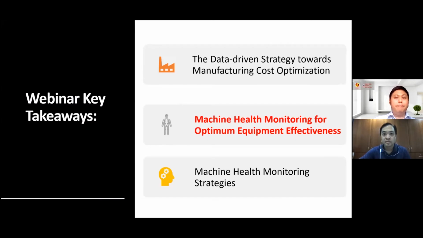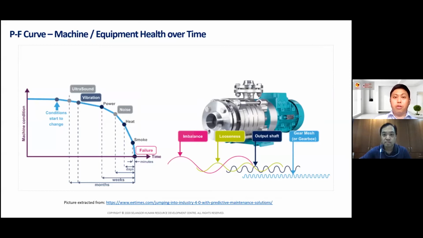So talking about machine health monitoring, how does it benefit the industry over time? If you look at this graph of a P to F curve, P to F here stands for potential failure to functional failure curve. For every equipment that you purchase, there will be a time where your machine will reach its functional failure. If you look at this curve, when you first buy a machine, it should be working at optimum level. When you buy a machine, it's brand new, it will always work at optimum level. Now, over time, it starts to degrade.